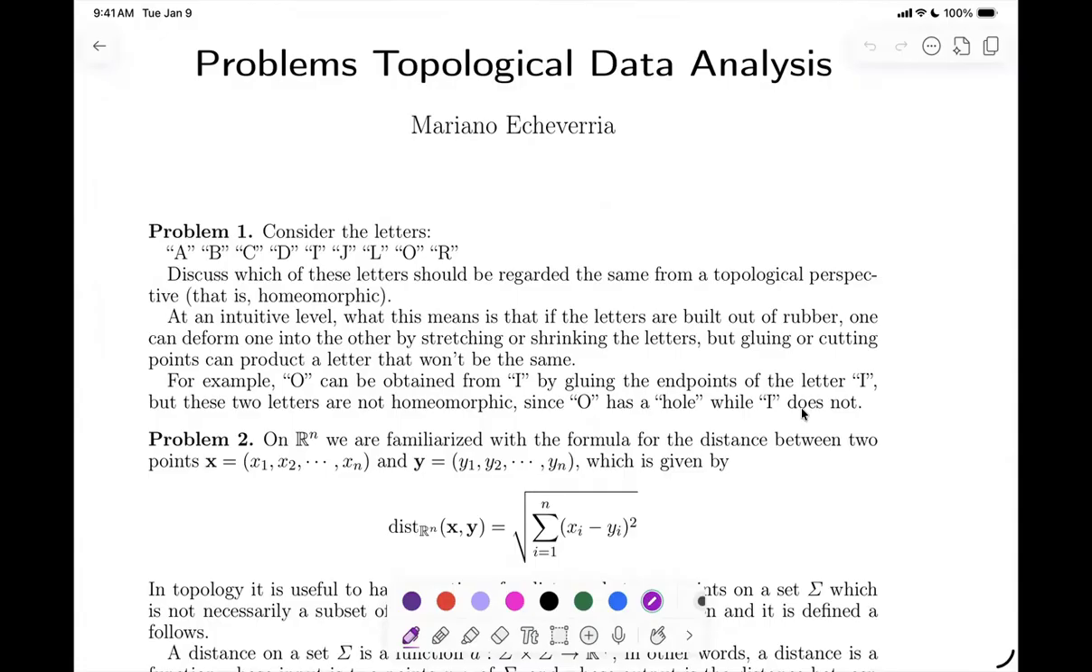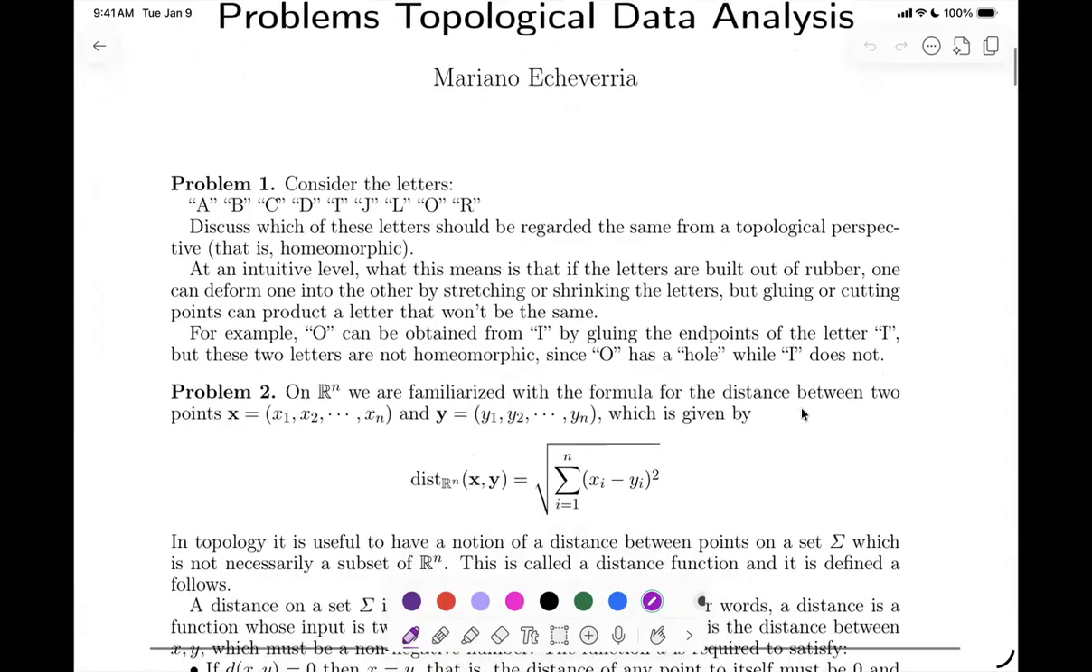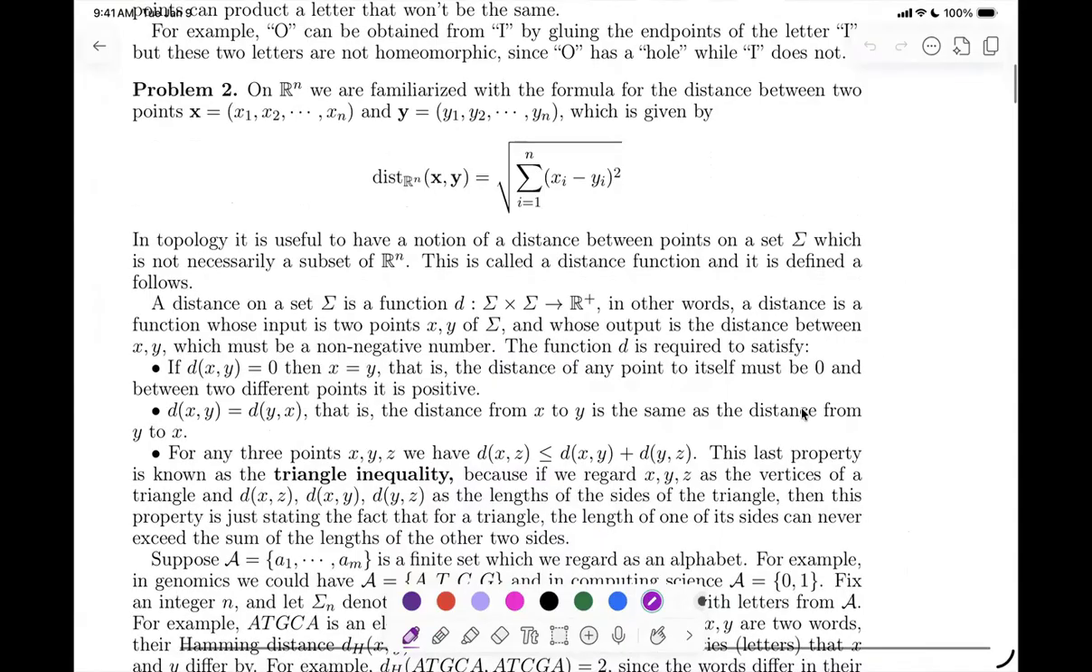But I think you're free to ask me if you just want to check. The other one is to introduce the definition of a distance. That's going to be useful later on. Like the distance on R^n, the distance between two points, which is just the Pythagorean theorem. It's also called the Euclidean distance.